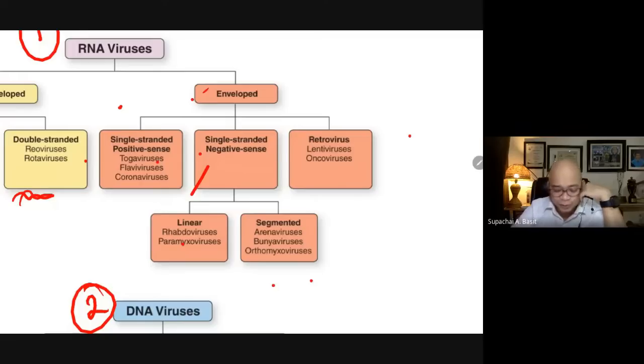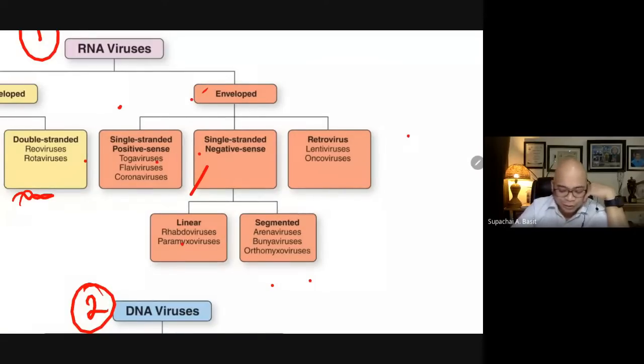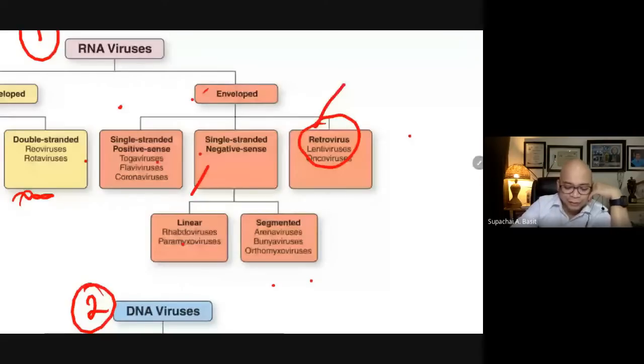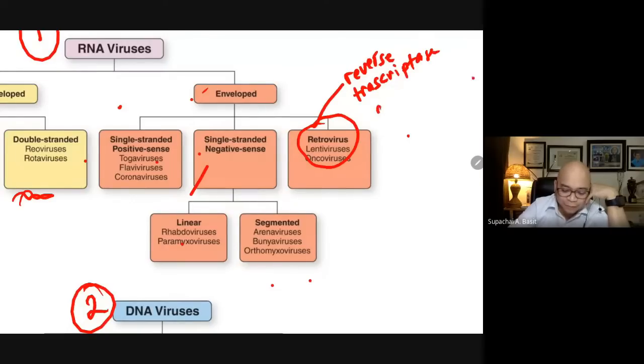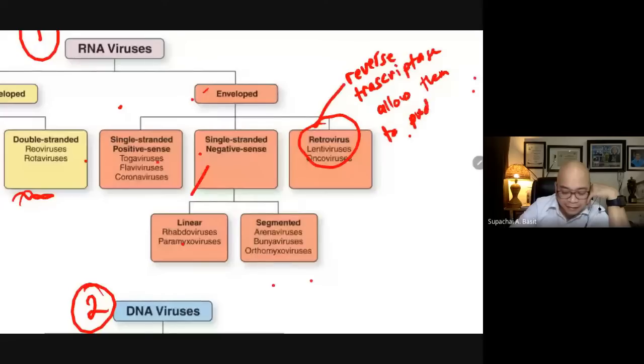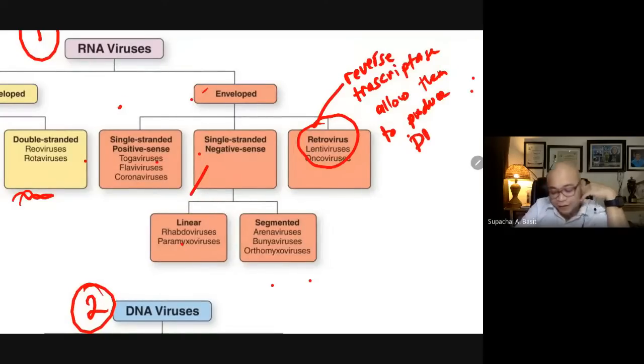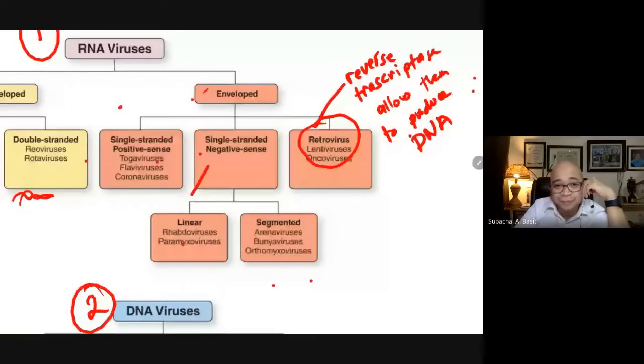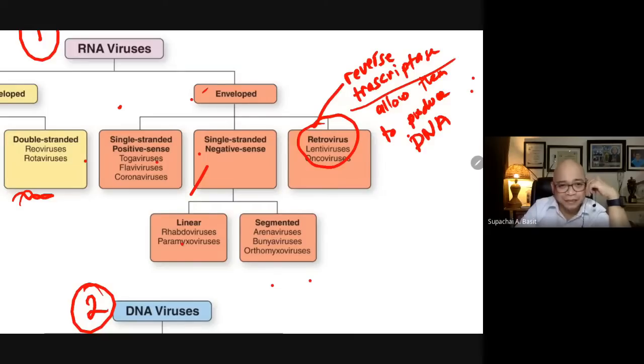a retrovirus, linear virus, and segmented virus. So what is a retrovirus? A retrovirus has a special enzyme called reverse transcriptase, which allows them to produce DNA. Even if they are RNA, they can still produce DNA because of the presence of the reverse transcriptase.